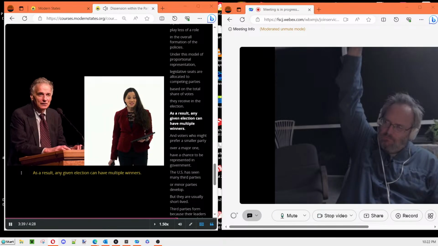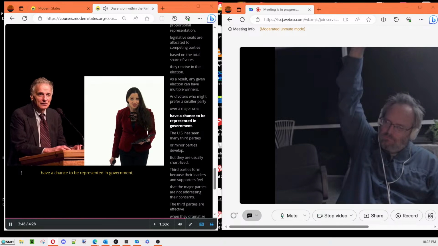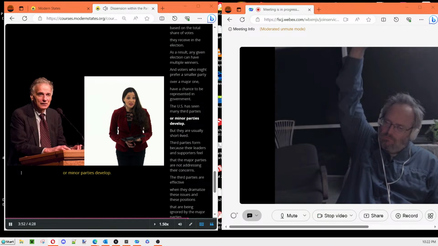As a result, any given election can have multiple winners, and voters who might prefer a smaller party over a major one have a chance to be represented in government. The U.S. has seen many third parties or minor parties develop, but they are usually short-lived. Third parties form because their leaders and supporters feel that the major parties are not addressing their concerns.